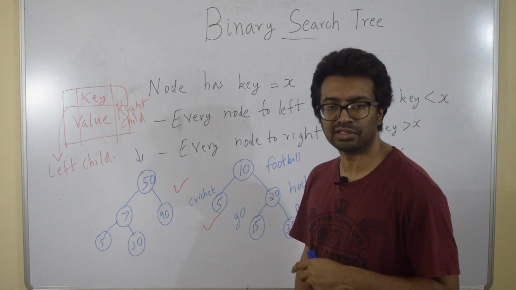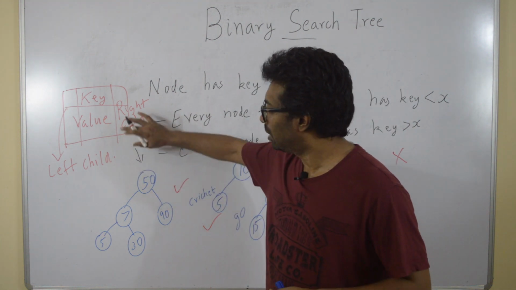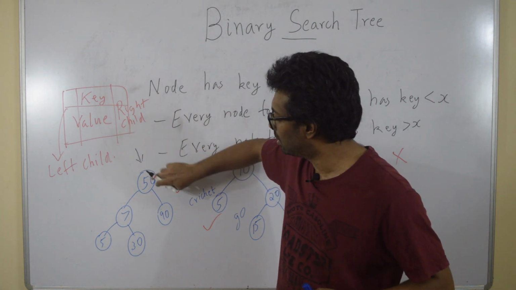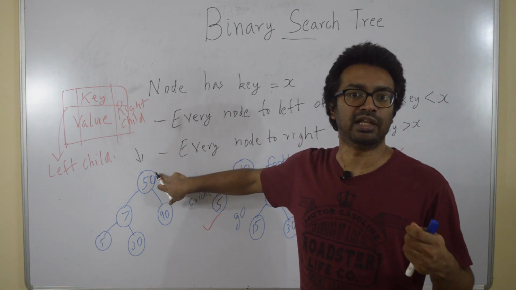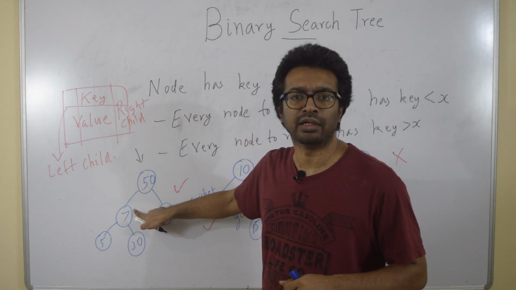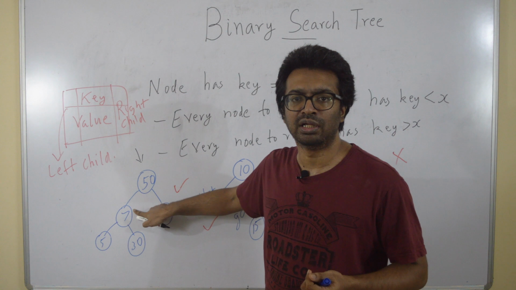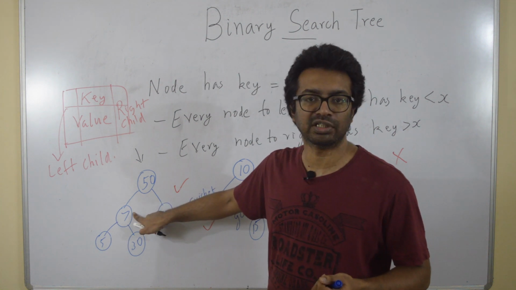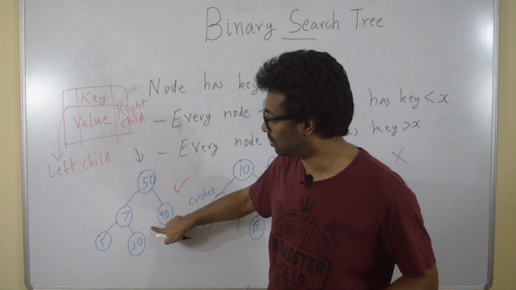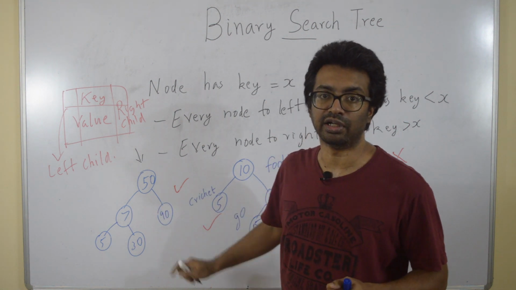Something else. Let me search for 30. Again, I start, so I'm going to search for the number 30. I start from here, I see 50. Is 30 less than 50? Yes. So I turn left, I come here. Next, I am in 7 and I know I am searching for number 30. And 30 is greater than 7. So I come here and I find 30.